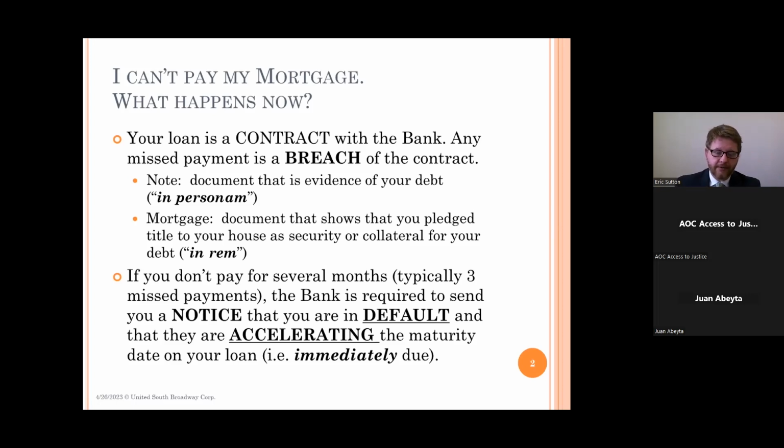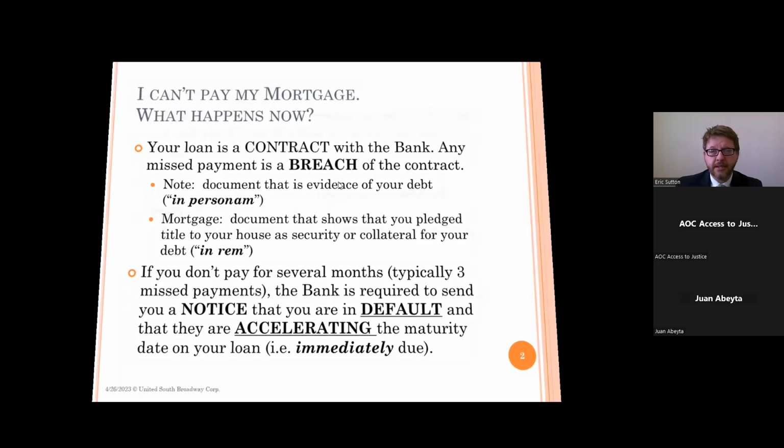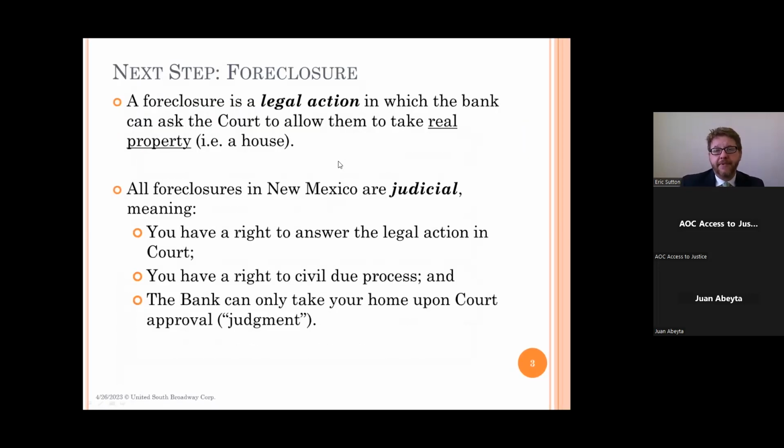So, for anybody who is at that stage, before foreclosure, it's very important to keep an eye out in the mail for these kinds of notices to make sure that they are receiving them and hopefully to be able to take advantage of that opportunity to get the loan back on track. And of course, if that doesn't happen, the next step is the foreclosure that the bank will file.